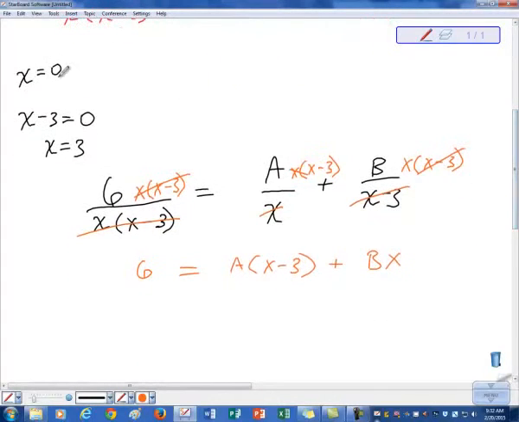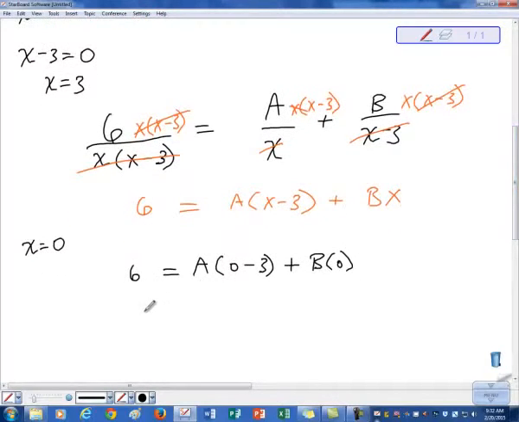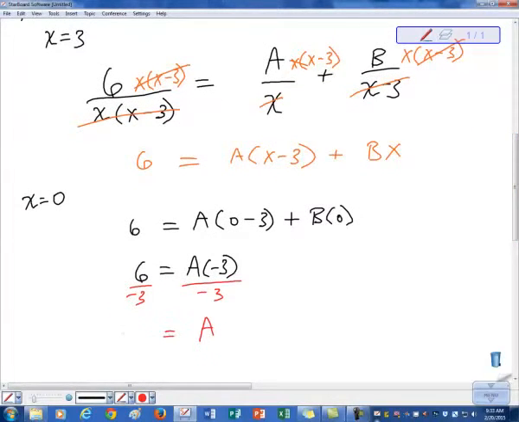So now we want to take one of these two factors of the denominator and start substituting them in to eliminate either the A or the B. So we'll start with x equals 0. We substitute 0 in wherever there's x. So this would be A times parentheses 0 minus 3 plus B times 0. Well, B times 0 just goes to 0. So that just leaves us with 6 equals A times negative 3, or you could say negative 3A. And so now what we want to do is isolate the A, so we divide both sides by negative 3, and we get A equals negative 2.